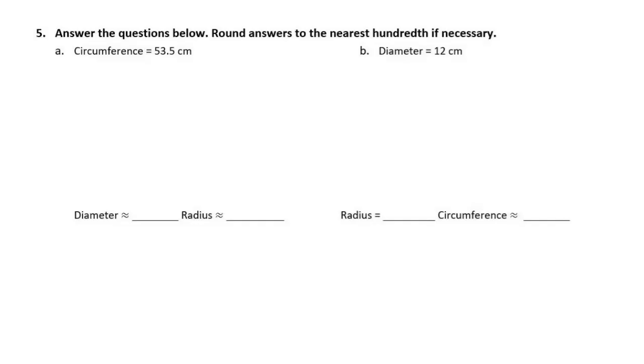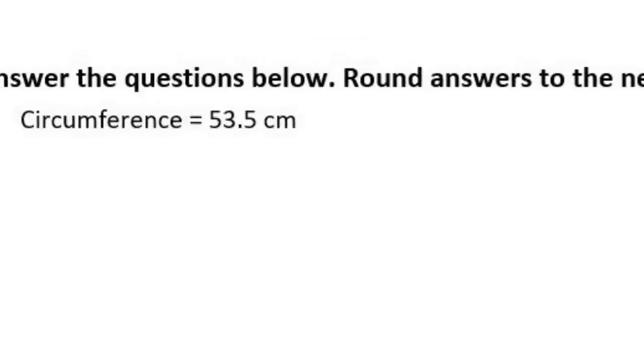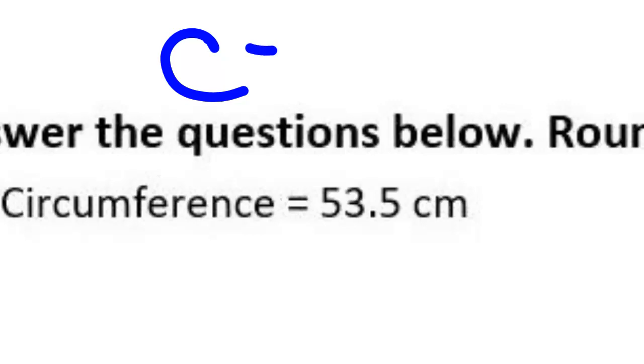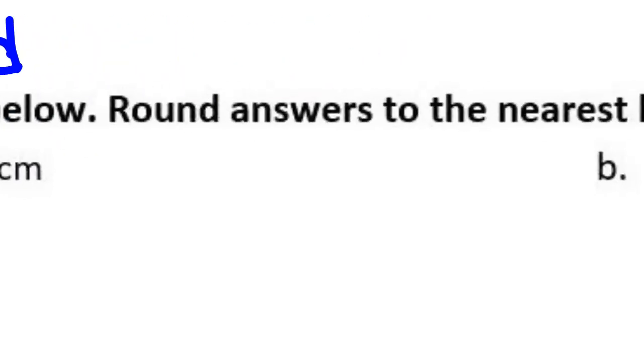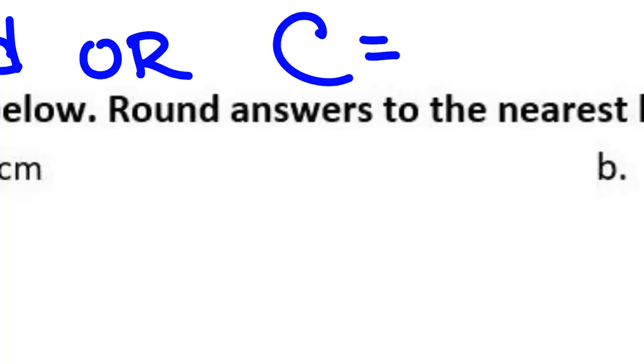Answer the questions below. Round answers to the nearest hundredth if necessary. For part A, they give us the circumference, and they want us to find the diameter and the radius. Remember, we have two formulas for circumference. Circumference equals pi d, or circumference equals 2 pi r, because the 2r is equal to my diameter, d.